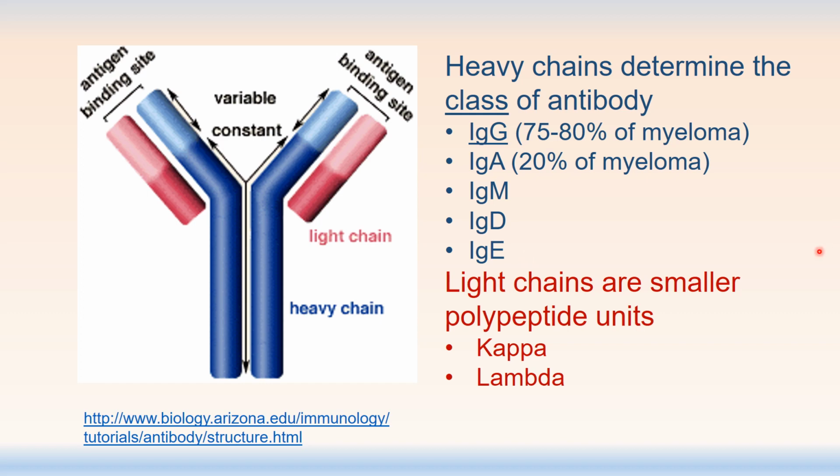When we're talking about myeloma, incidentally, most of the monoclonal antibodies created in myeloma will be IgG. In about 20% of cases of myeloma, the monoclonal immunoglobulin produced is IgA, and it's vanishingly rare to get myelomas that are associated with IgM, D, or E monoclonal antibodies. Moving along, light chains are those smaller units that are either kappa or lambda in nature.